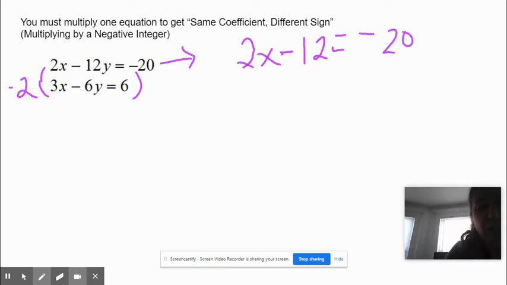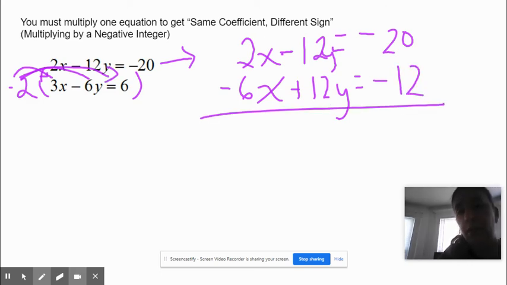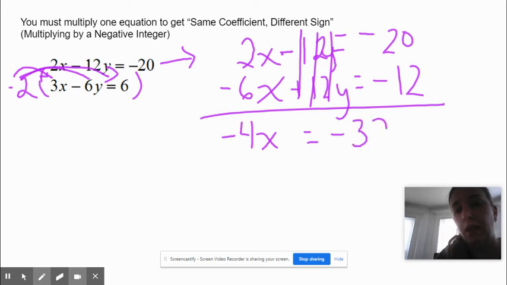And then the bottom one, I have to distribute that 2 in, right? So negative 2 times 3x is negative 6x. Negative 2 times negative 12, ooh, that should be y. It's positive 12y. Negative 2 times 6 is negative 12. All right, 2x minus 6x, negative 4x. Cancel, cancel, cancel. Equals negative 32, right? Because negative 20 minus 12 is negative 32.